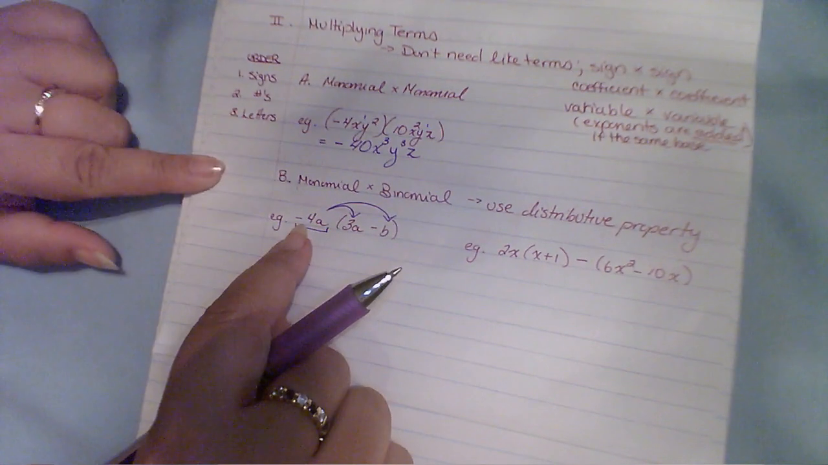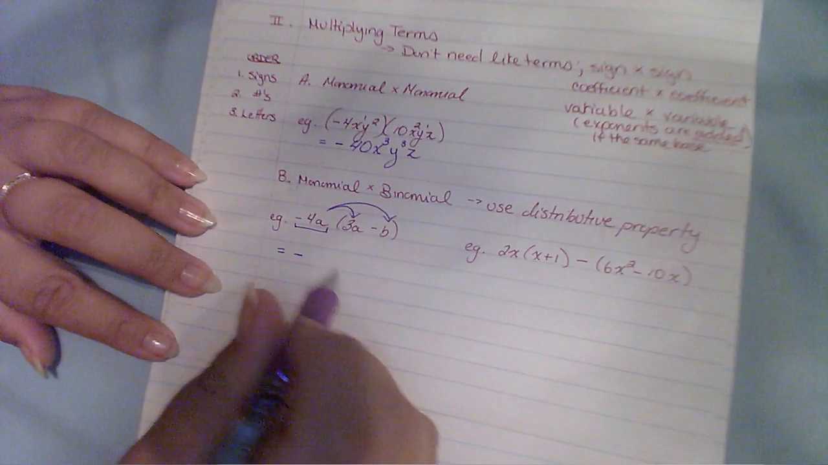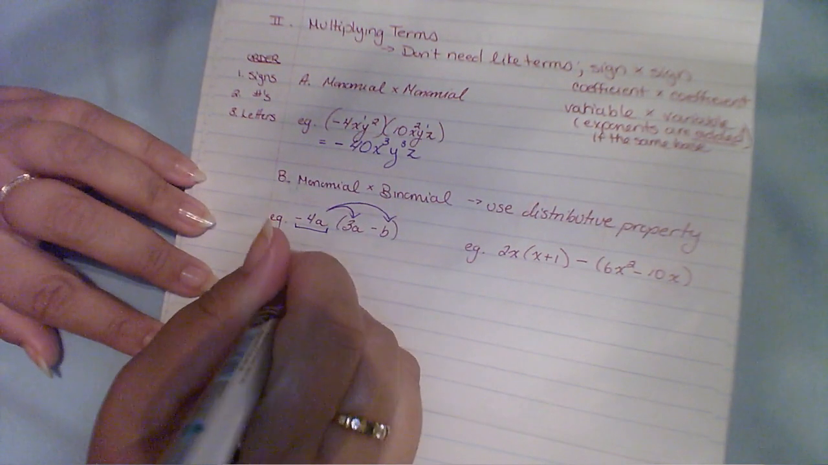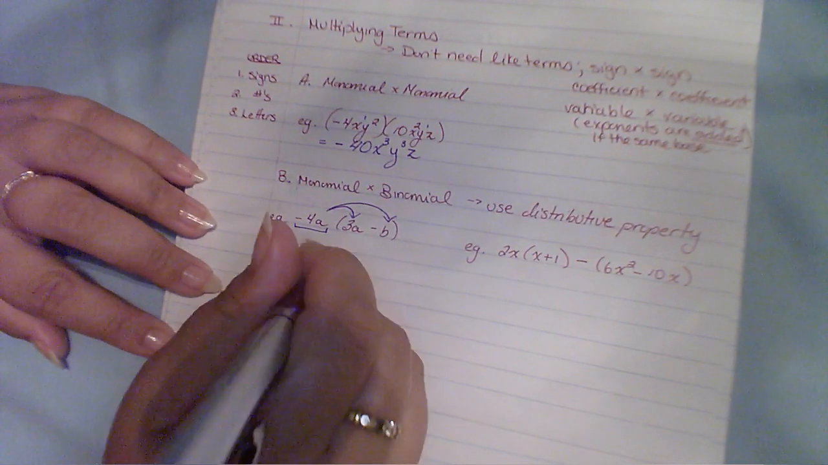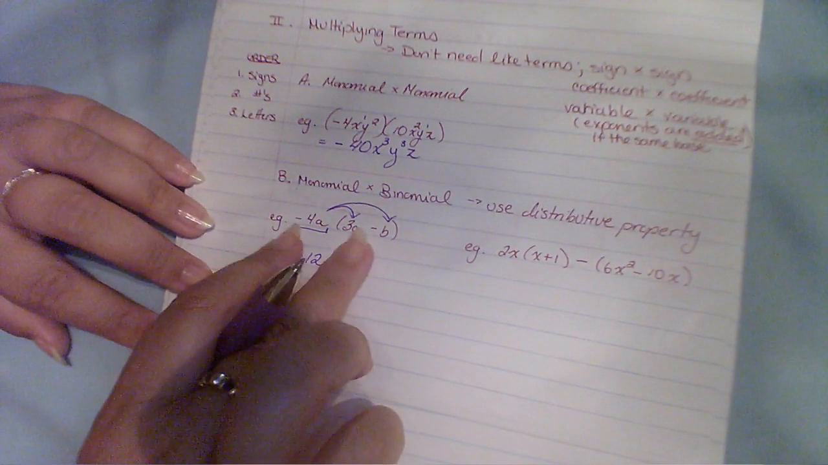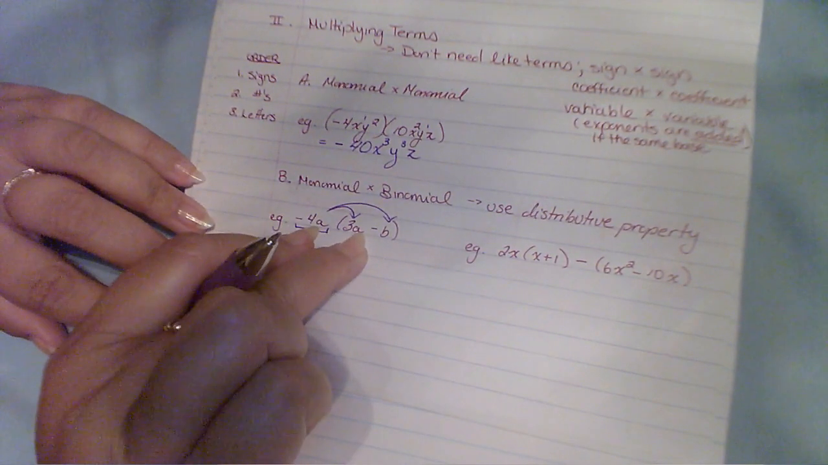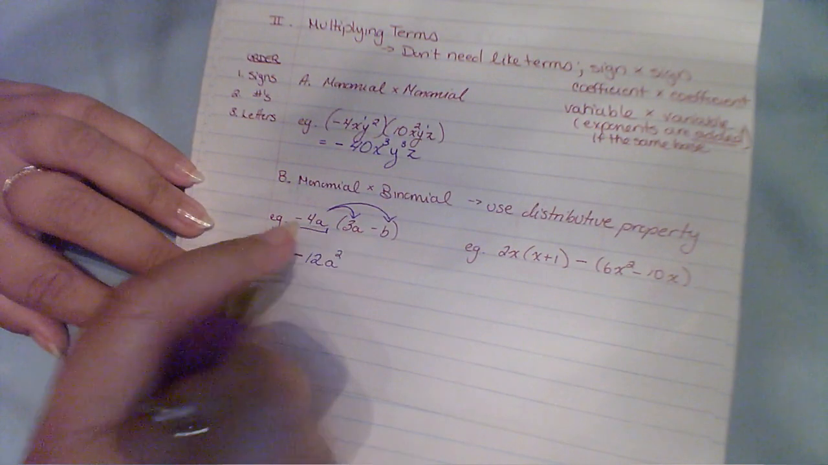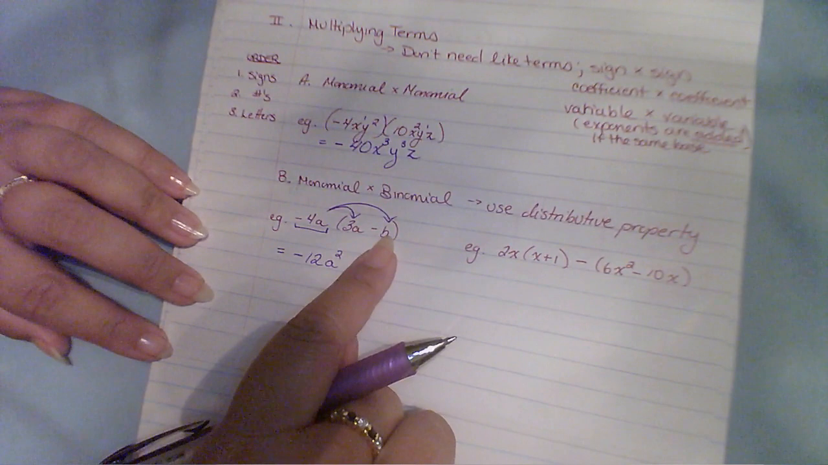Signs, numbers, letters, again in that order. Negative times positive is negative. 4 times 3, 12. Now letters. A times a is a to the power of 2, or better known as a squared. So these two, guy in the front and the guy first in the bracket, they're done. We finished with them. But the negative 4a now has to meet up with the minus 1b in the back.